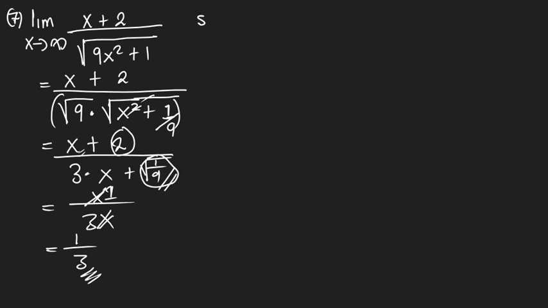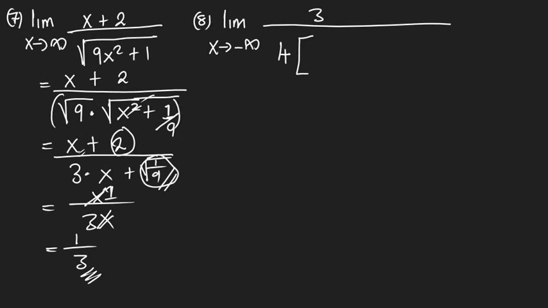Let's try question 8. Question 8 is saying limit as x is approaching negative infinity, then you have 3 over, then you are going to have 4, then 1 plus square root of 1 minus 3 over 16x. Now, I want you to notice something then, close bracket. I want you to notice something.